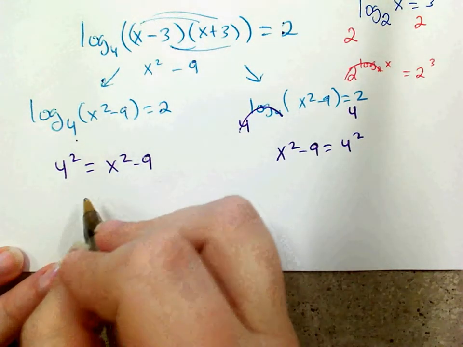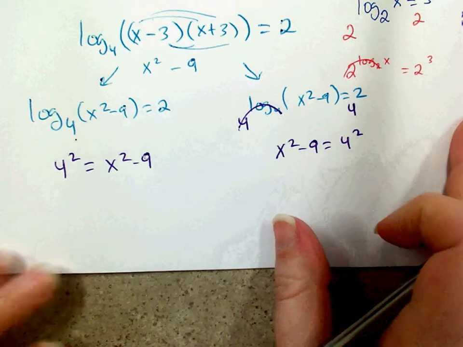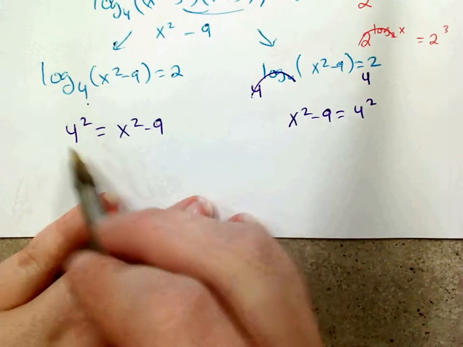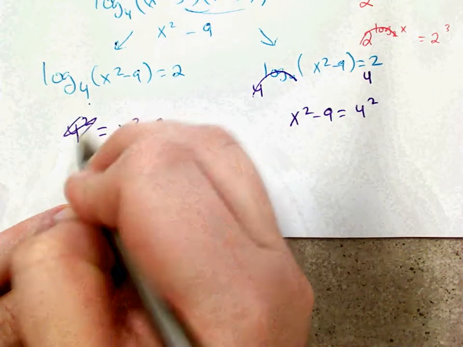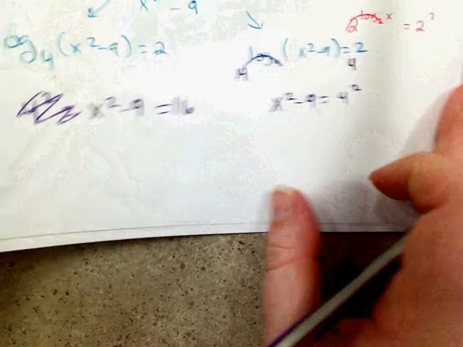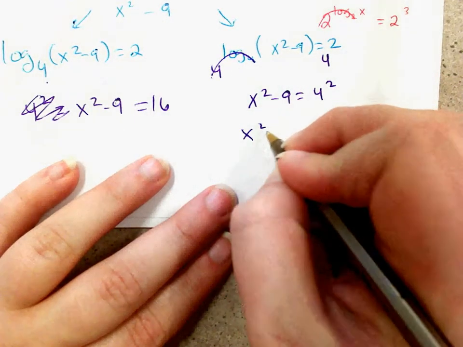Alright, so I'll go ahead and use this one just because I like x squared minus 9 to be on the left. Doesn't really matter. If you work a problem like this, can't you just put it on the other side? It's the same thing. Okay, so x squared minus 9 equals 16.